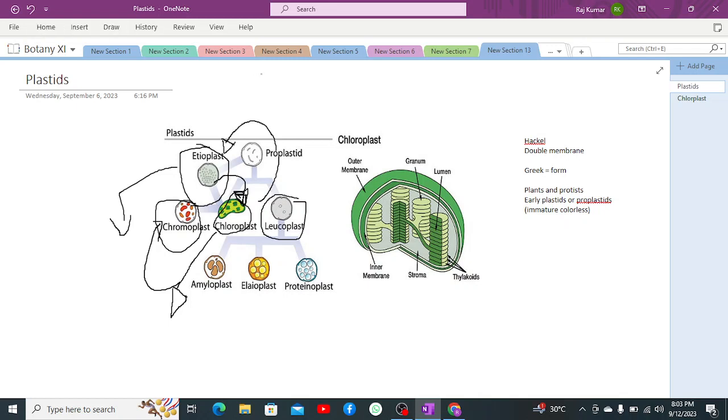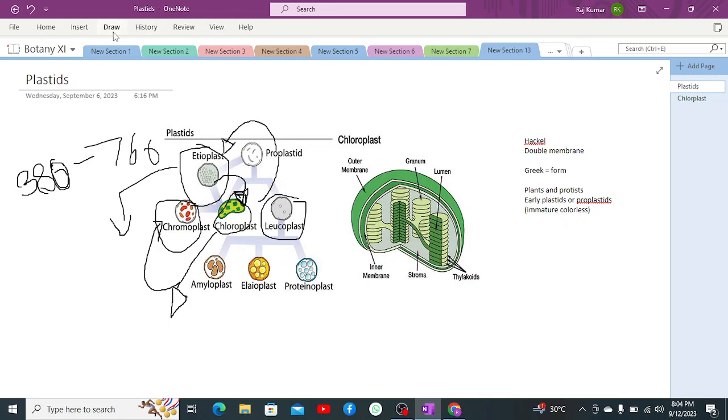We might have previously discussed what a pigment is. Pigment is any substance which is capable of absorbing a specific wavelength of radiation of light in the form of visible light, and that visible light has a wavelength between 380 nanometer to 760 nanometer. Now, on the other hand, leucoplast is another proplastid derivative which is colorless.